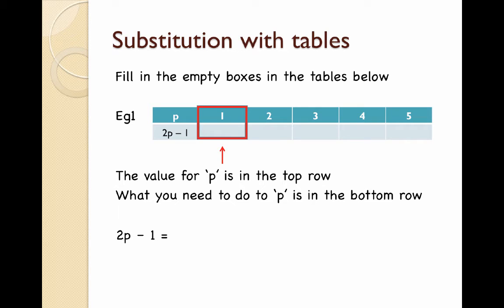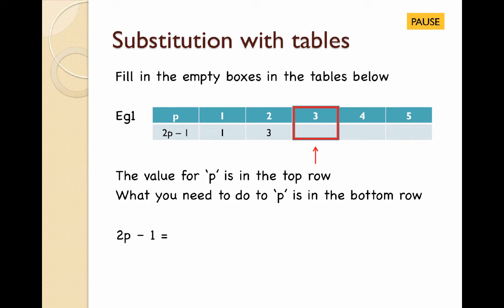Let's take a look at this first column. We've got 2p take away 1, and p is 1. This means that we're going to do 2 lots of 1, take away 1. Well, 2 lots of 1 is 2. So 2 take away 1 gives us 1. And I put my answer in my box. For the next column, all I'm doing now is doing the exact same thing, but instead of doing p equals 1, I'm doing p equals 2. So 2 lots of 2 take away 1. That is going to be the same as 4 take away 1, which is 3. And I put my answer in the box.